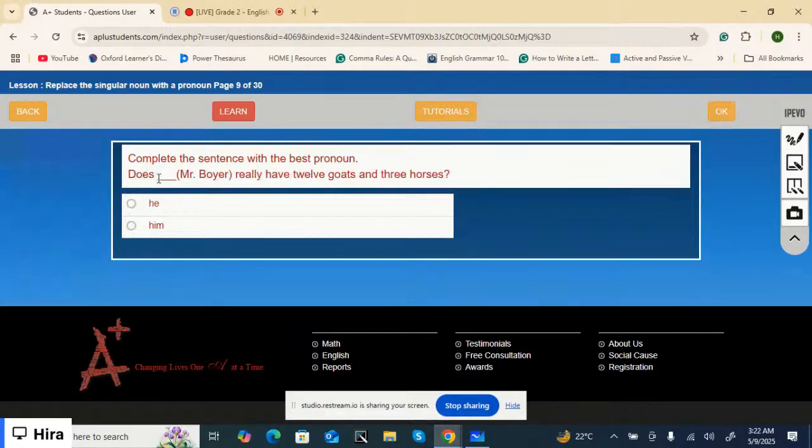Does blank really have 12 goats and 3 horses? And the name is Mr. Boyer. Which pronoun can take the place of Mr. Boyer? He or him? Does he really have 12 goats and 3 horses? Or does him really have? So, what can it be?